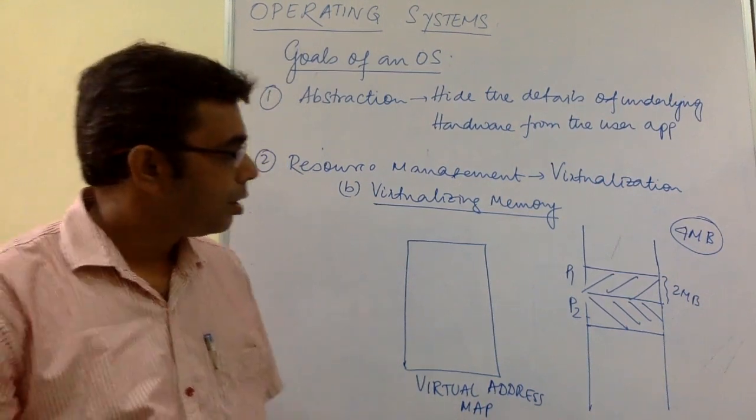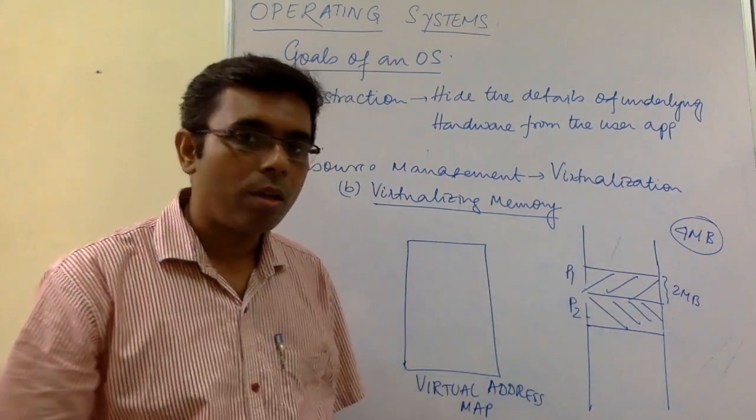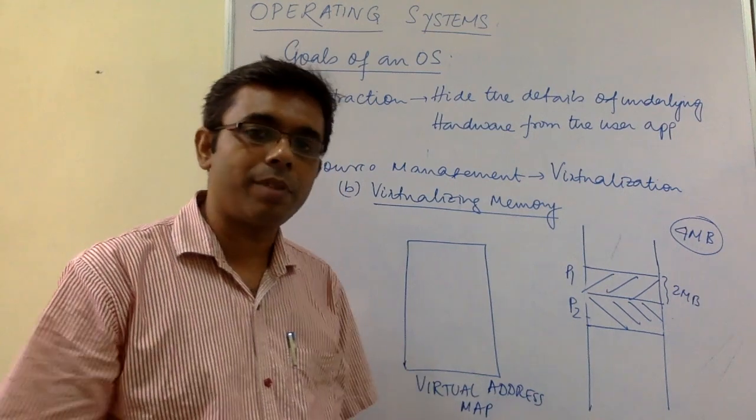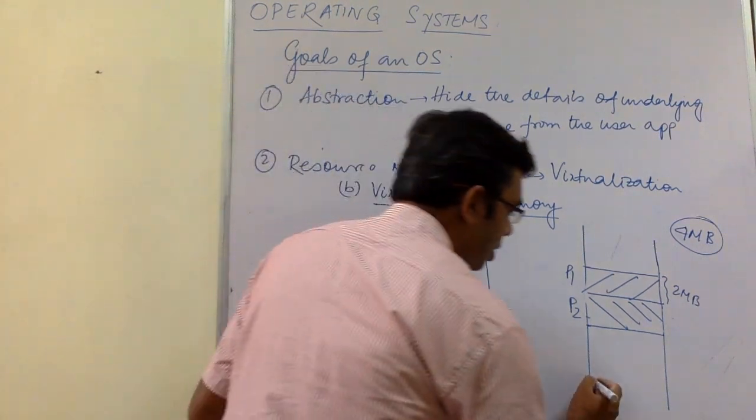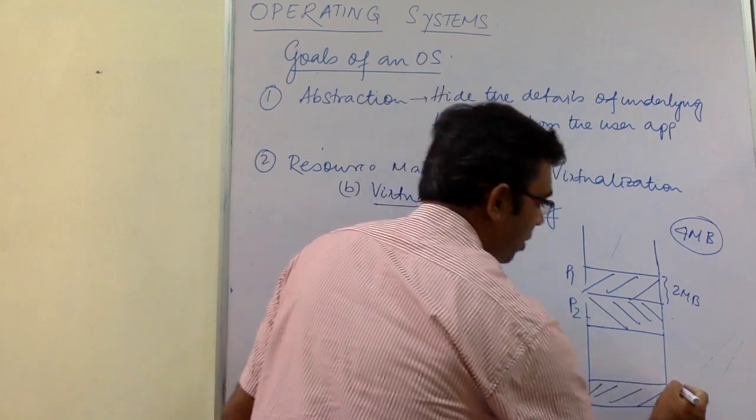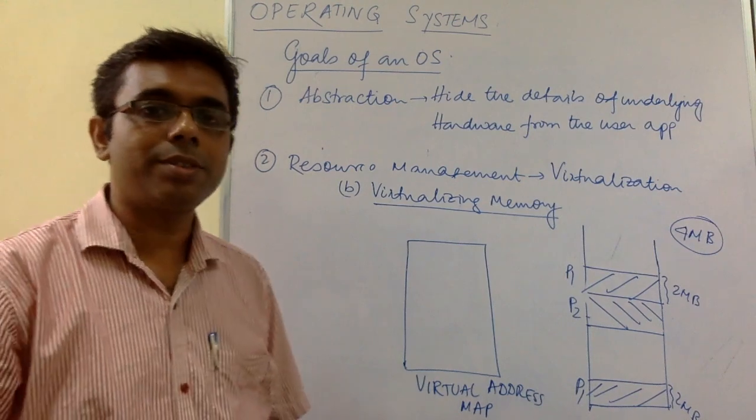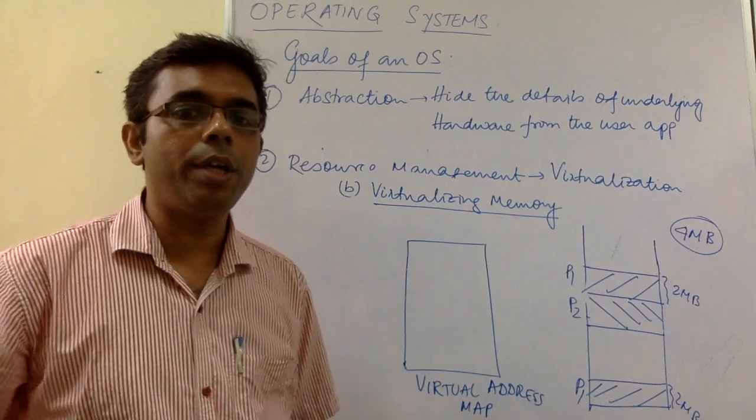Now the question is, when this next 2 MB comes, where will that sit? Wherever it gets a free place, it will sit there. So maybe this is the place where your next P1 chunk sits. This is 2 MB. So this is how it's a distributed way of storing your programs in memory.